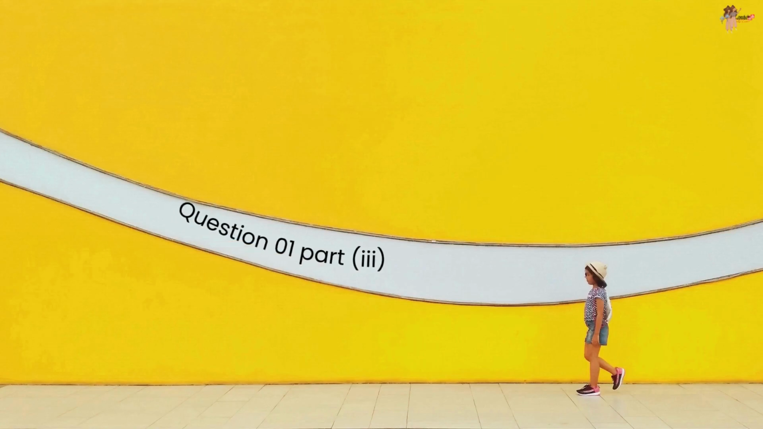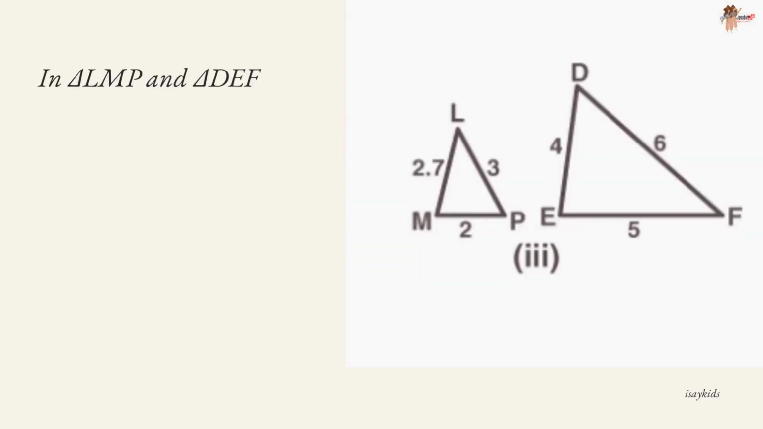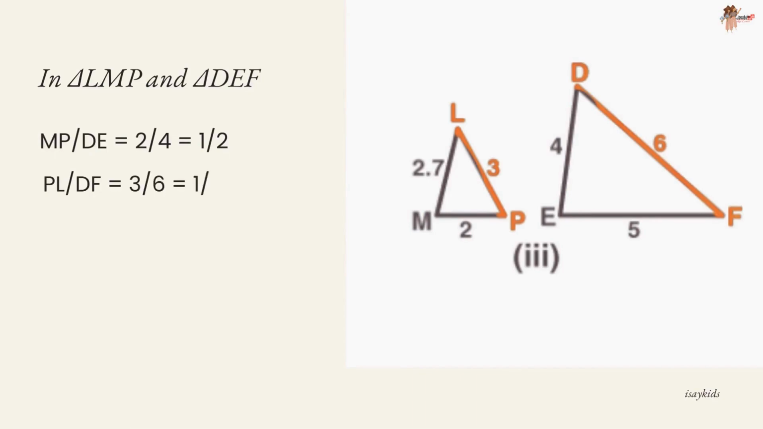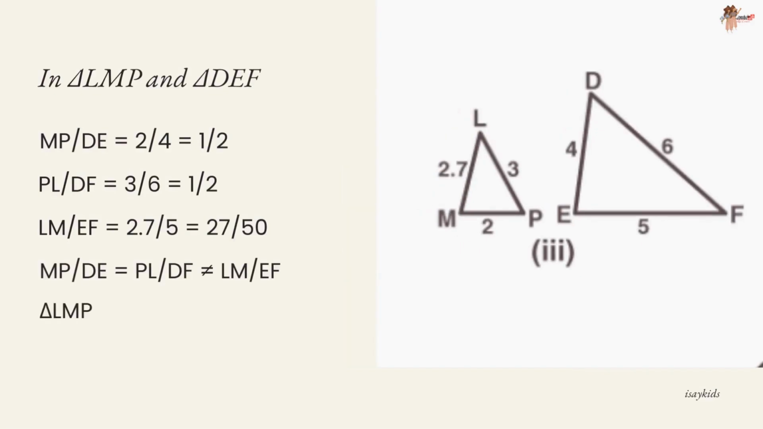Let's see part 3. In triangle LMP and triangle DEF, MP upon DE is equal to 1 by 2. PL upon DF is again 1 by 2. However, LM upon EF is not equal to 1 by 2. Therefore, MP upon DE is equal to PL upon DF. However, both are not equal to LM upon EF. Therefore, triangle LMP is not similar to triangle DEF.